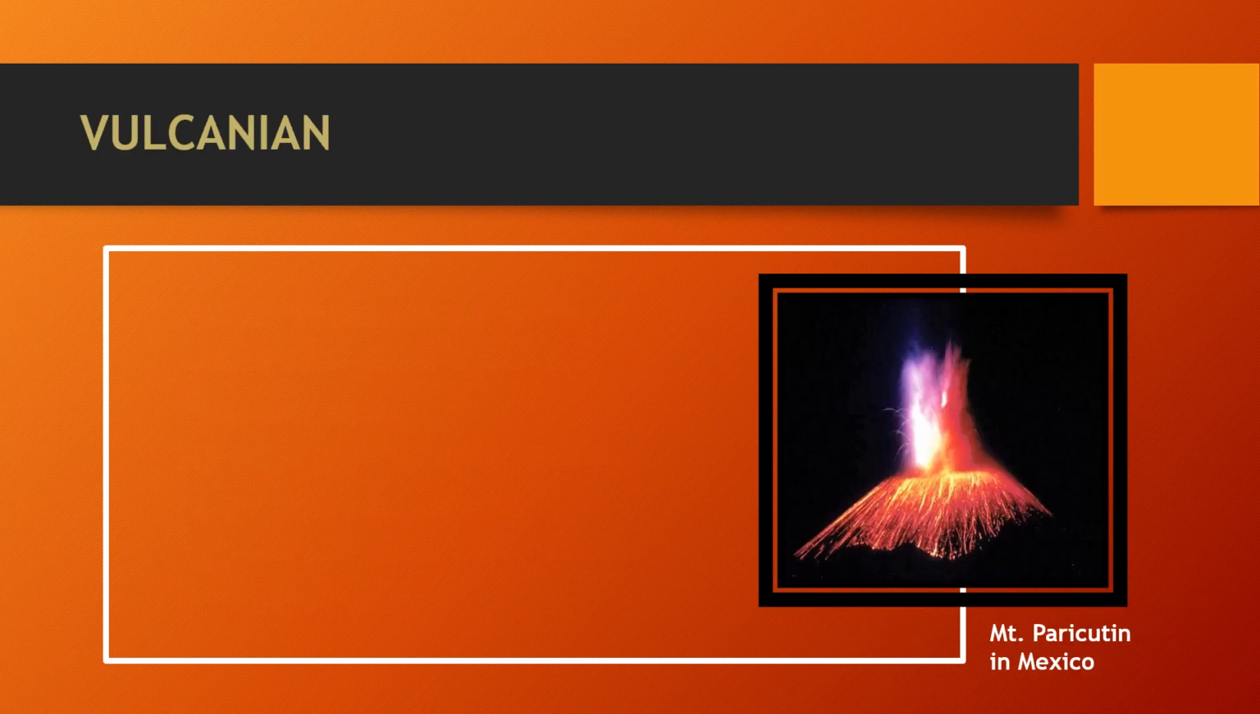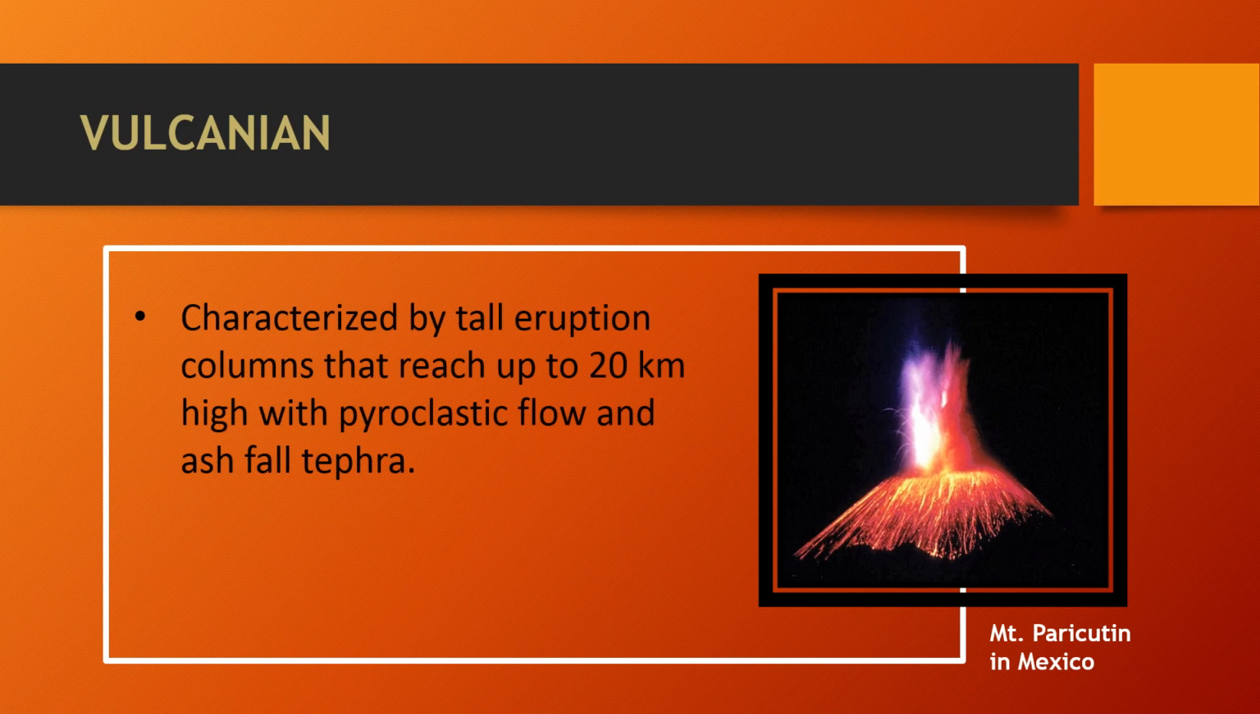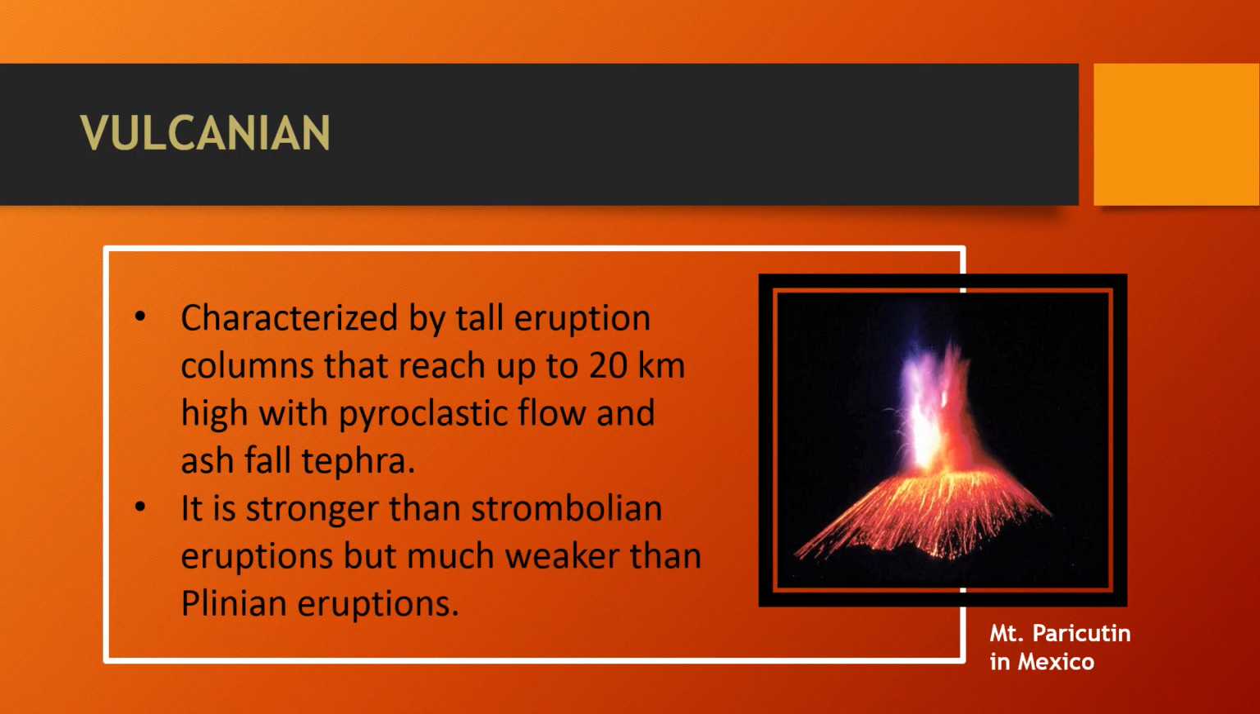Another type of eruption is volcanian. An example of that would be the eruption of Mount Paricutin in Mexico. It is characterized by tall eruption columns that reach up to 20 kilometers high with pyroclastic flow and ashfall tephra. It is said to be stronger than strombolian eruption, but much weaker than plinian eruptions.